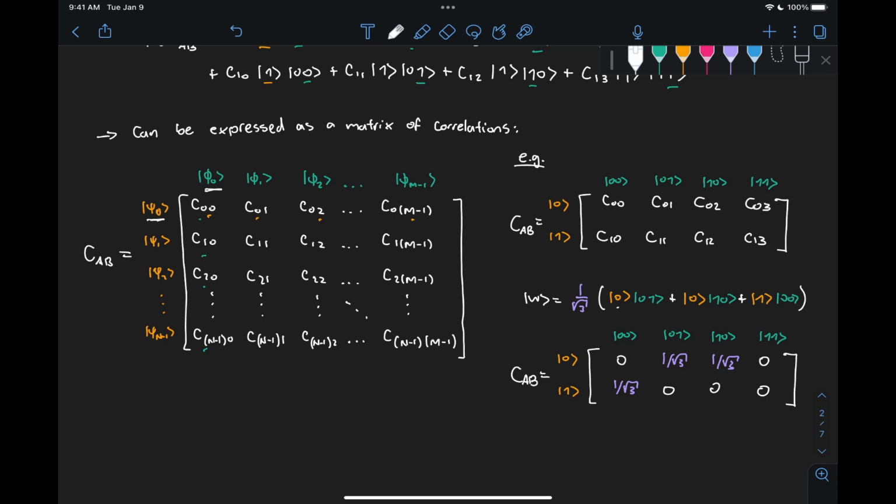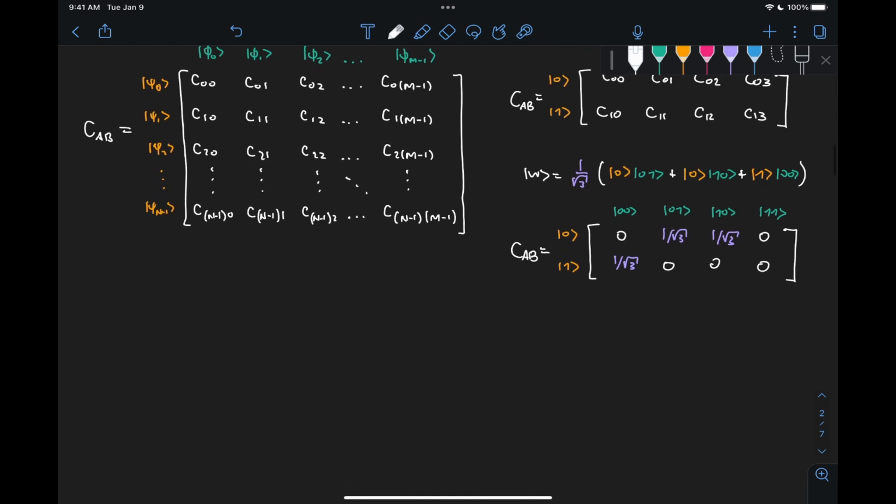Now, what does this matrix represent? Well, we can see this matrix as a map that takes us from the space of subsystem B to the space of subsystem A. So if we were to take this matrix that we call here C_AB and apply it to, for example, one of the basis states on subsystem B, this is going to just give us the linear combination of all the different basis states in subsystem A associated with phi sub 0. In this particular case, I picked phi sub 0.